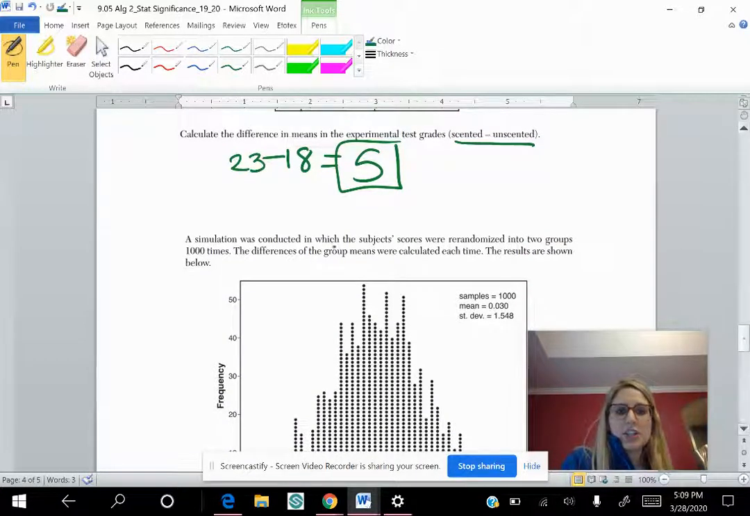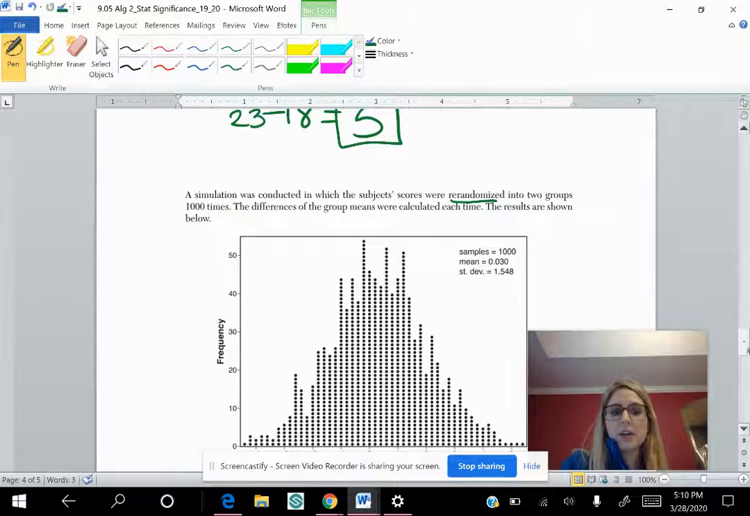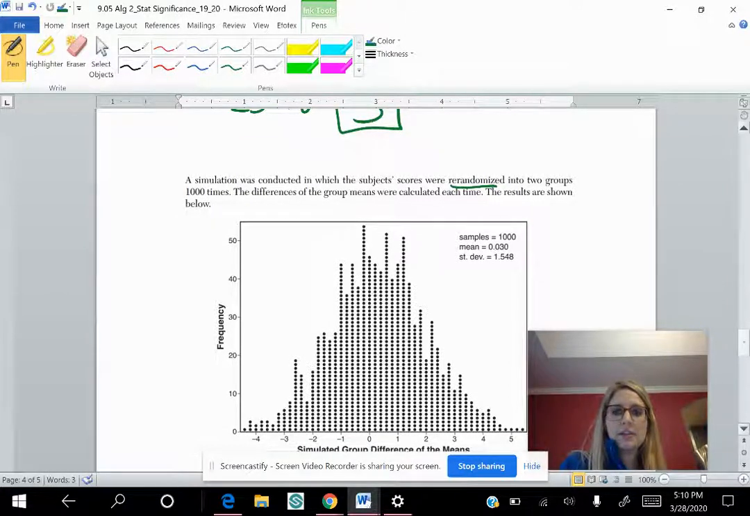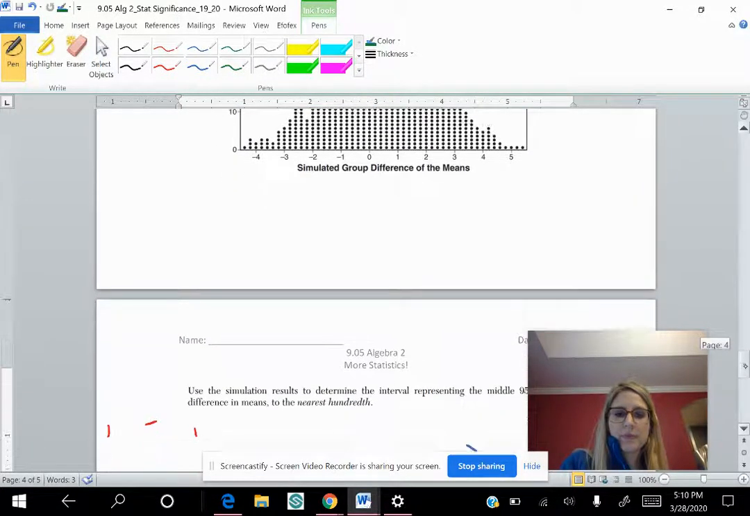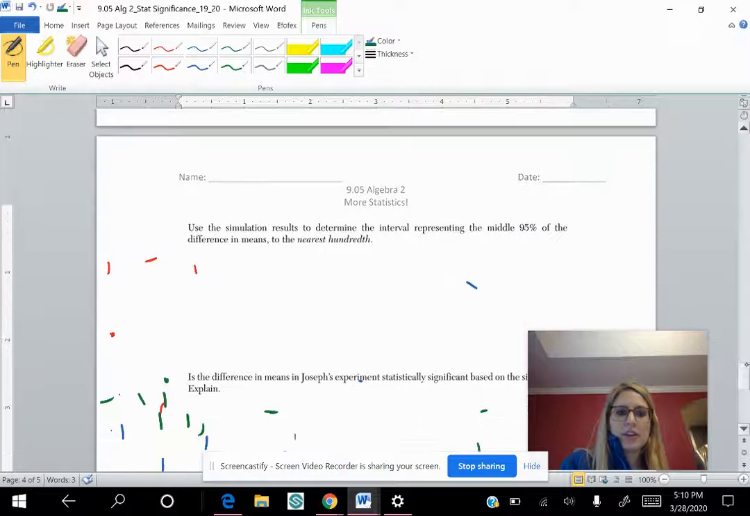A simulation was conducted in which the subject scores were re-randomized into 2 groups 1,000 times. The difference of the group means were calculated each time. The results are shown below. So clearly this was done on a computer. They found their difference of the means. They put all their data together, sorted them into 2 groups, found the mean of each group, subtracted them, plotted it, did it 1,000 times. And we want to know, using these results, determine the interval representing the middle 95% of the difference of the means.